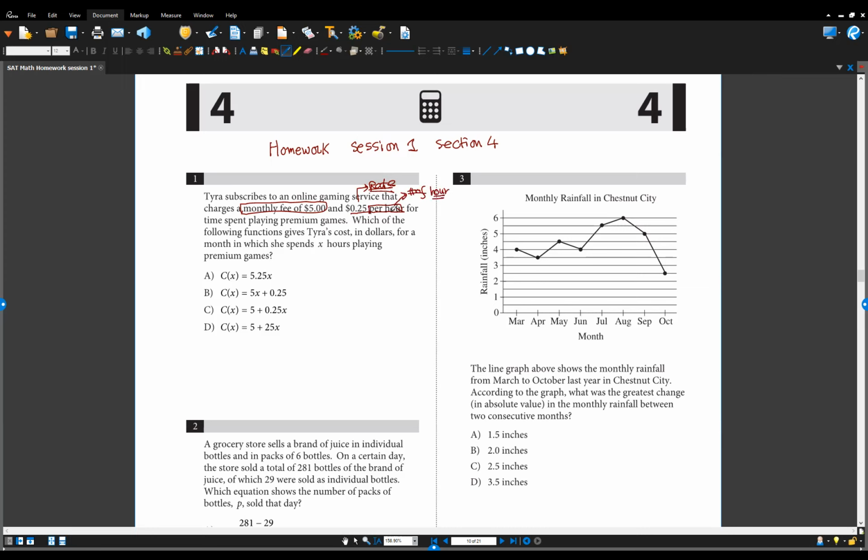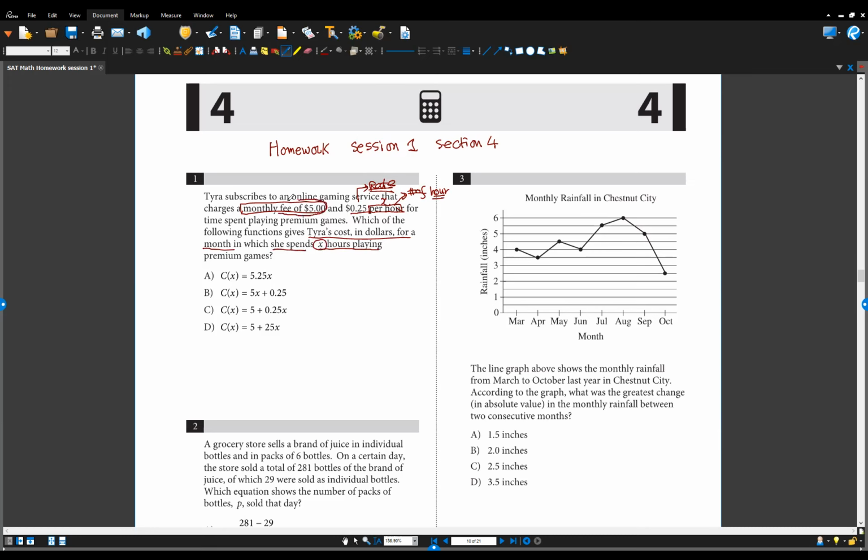If the number of hours is 1, it's just 0.25, and for 2 hours, just times 2. So we have X hours, times X. So they use X hours. We use the X. So they're asking you Tara's cost in dollars per month, 1 month in which you spend X hours.